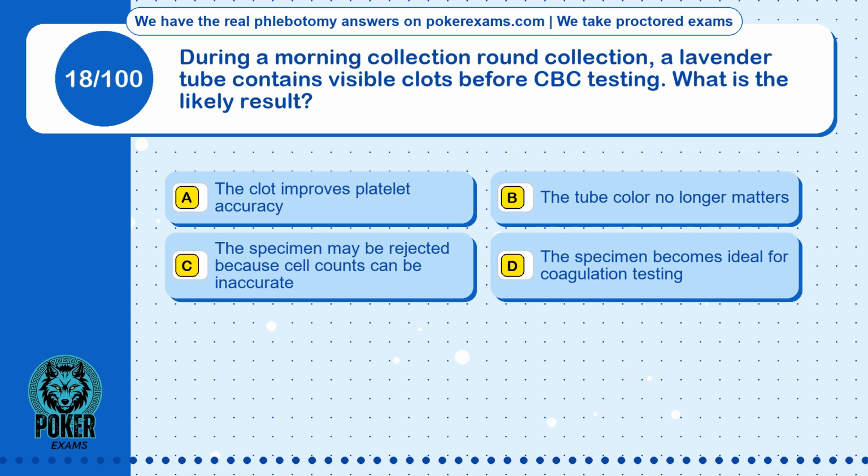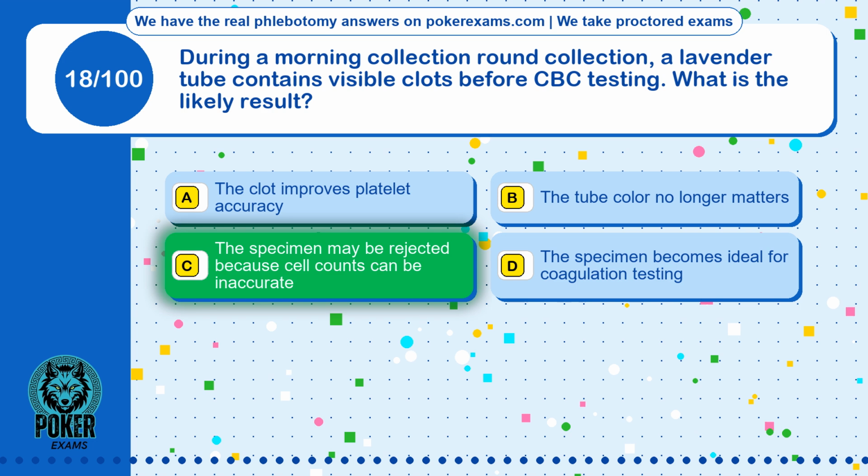Question 18. During a morning round collection, a lavender tube contains visible clots before CBC testing. What is the likely result? Option A. The clot improves platelet accuracy. Option B. The tube color no longer matters. Option C. The specimen may be rejected because cell counts can be inaccurate. Option D. The specimen becomes ideal for coagulation testing.